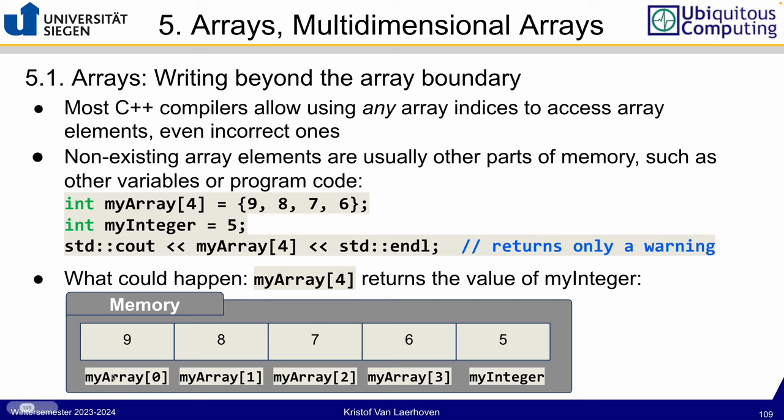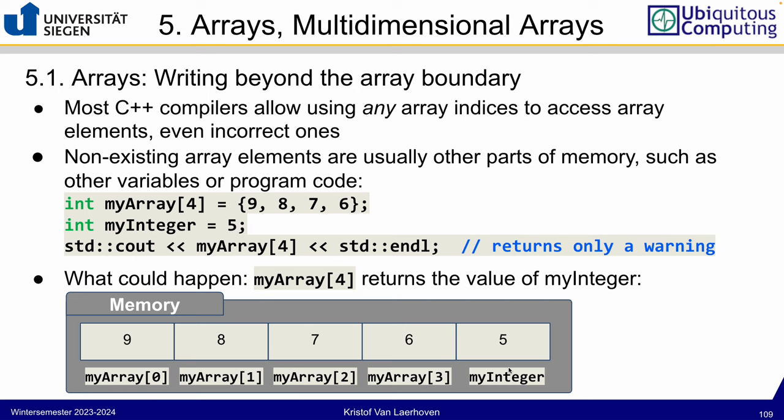And what happens in that case is that it basically reads the first element. If you tell it to read the first element, so myArray[0], it will read this 9 over here. myArray[1] will read this 8 over here. myArray[3] will read this 6 over here. But just as easily, you could also say myArray[4], which is not reserved to the array that we just saw. In that case, what could happen is that you're reading a completely different piece of memory that is not assigned to myArray. For instance, it could be assigned to my integer, and it could then also return 5. There's no guarantee here. Typically, it might be something completely different.